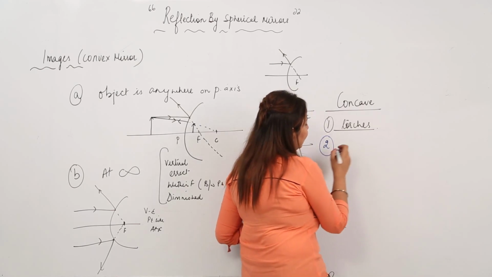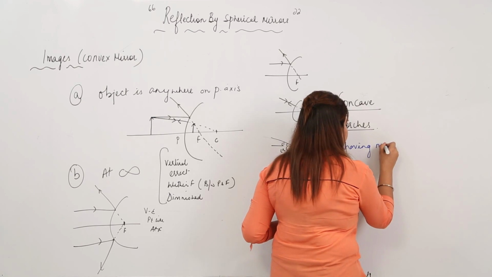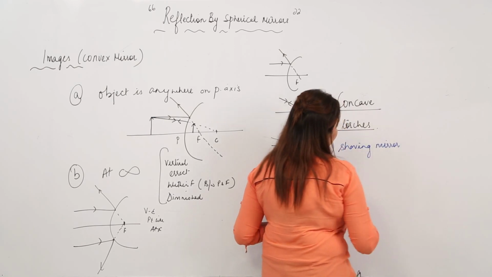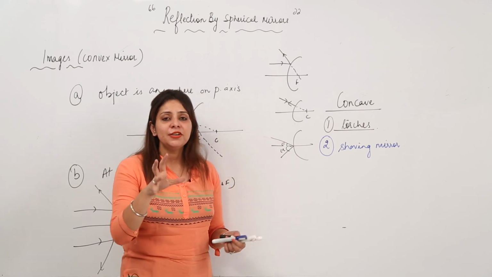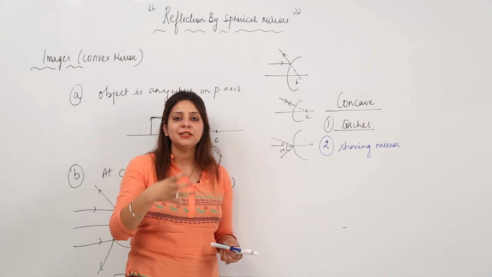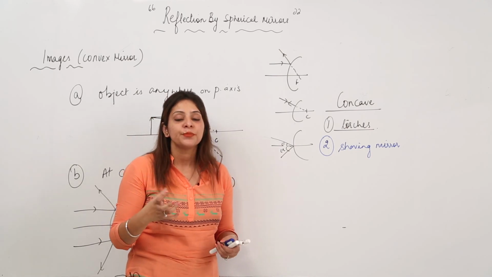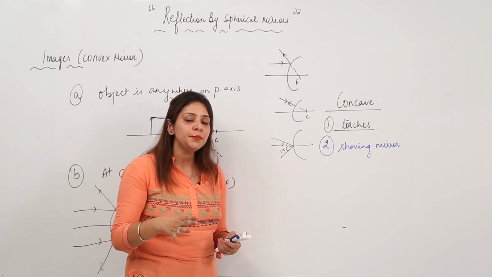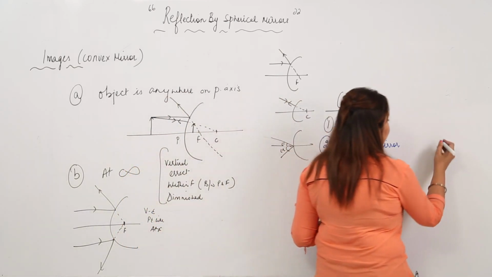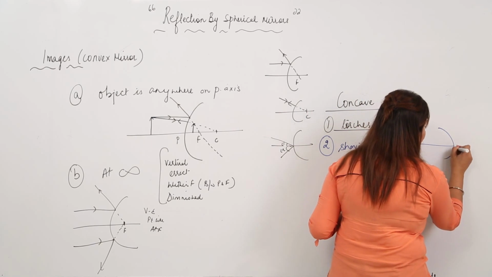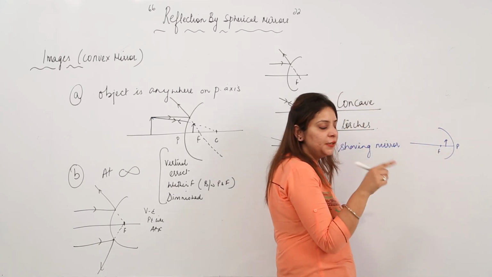Second is that it is used as a shaving mirror. Now why is it used for shaving? Whenever somebody is shaving, he needs to look at the hairs on his face very clearly. So whenever he keeps his face within focus, I am talking about this case, within focus means between P and F.